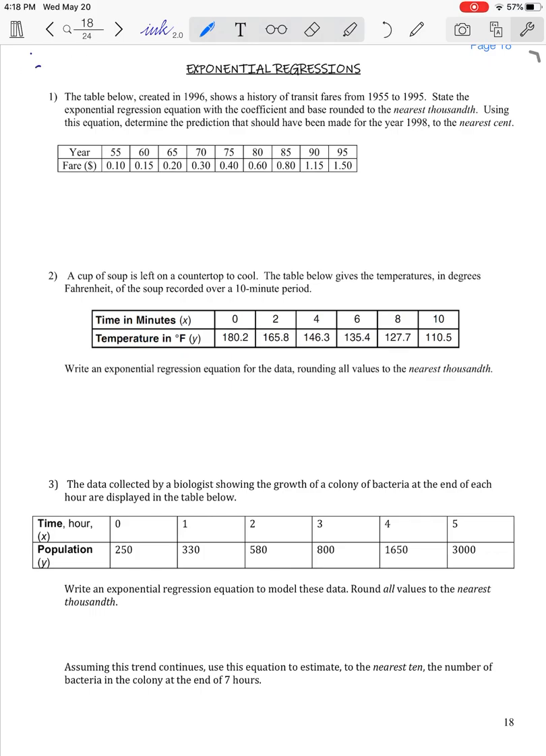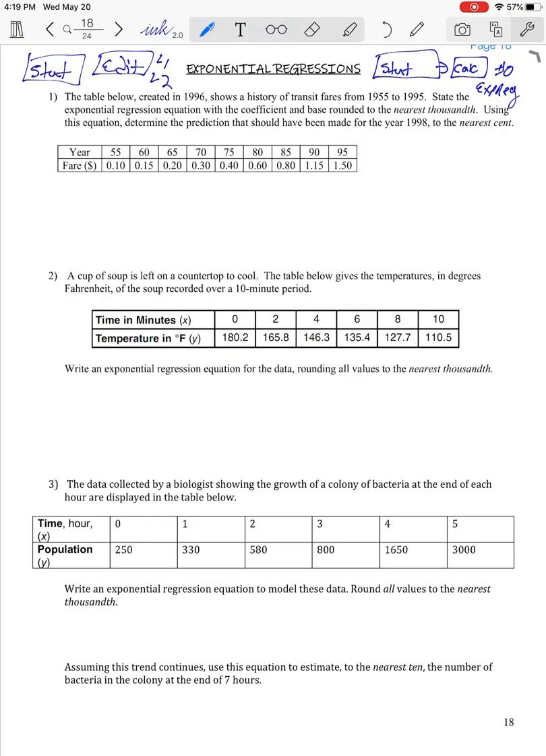You go to Stat, Edit, and you put it in list 1 and list 2. Once you get your x and y in list 1 and list 2, remember you're going to go to Stat, arrow over to Calculate, and it is number 0, exponential regression. Those are the steps. I also gave you your steps. They're all written down on page 16 of the packet.